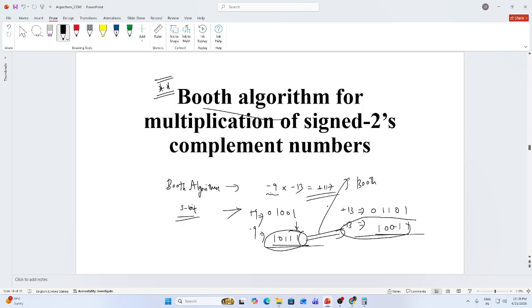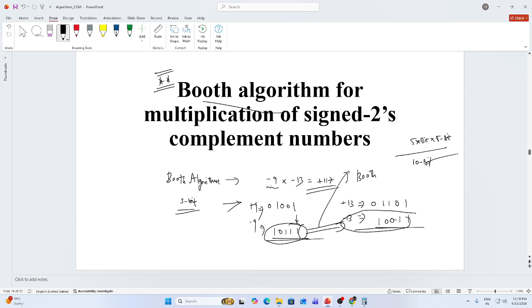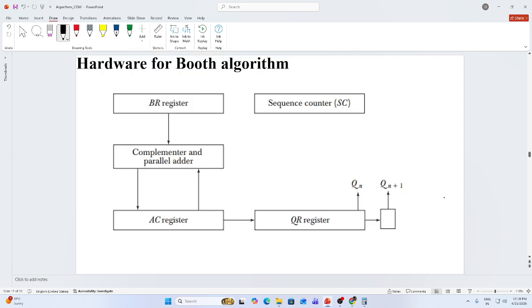Let us see. The same rules are applicable here. I am multiplying a 5 bit number into a 5 bit number and getting a 10 bit result. First let us investigate what the hardware for this is, then we go for the algorithm, then we go for the same problem. Now this is the hardware.